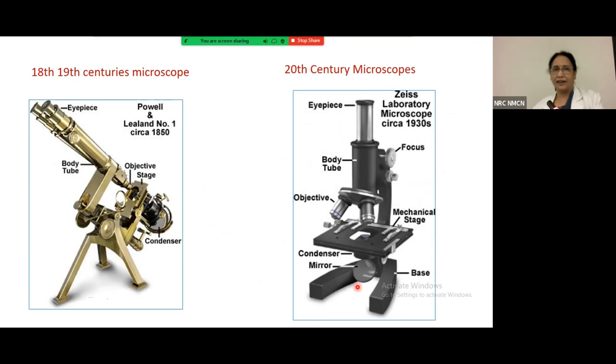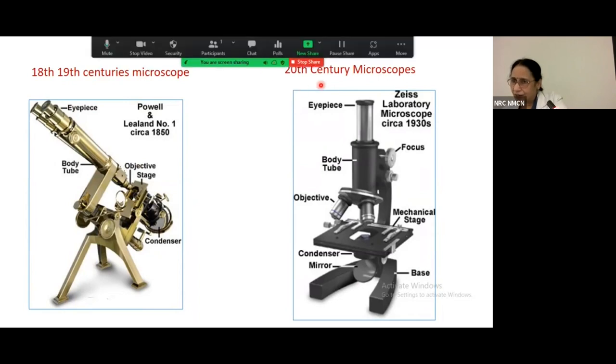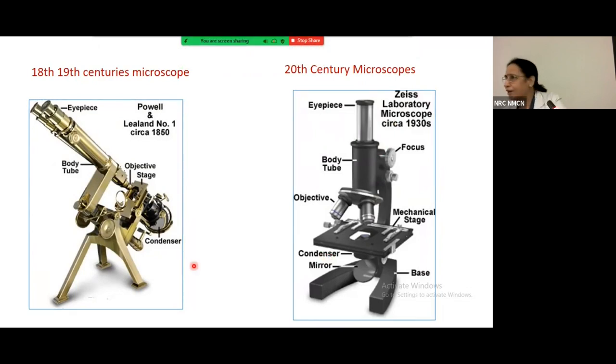Then came the 18th and 19th century microscope by Powell and Lealand. You can see that they have objectives, eyepiece, condenser, everything is there, but the body tube is very long. In the 20th century, Zeiss laboratory made these microscopes. Everybody who has had a biology class must be familiar with this microscope.